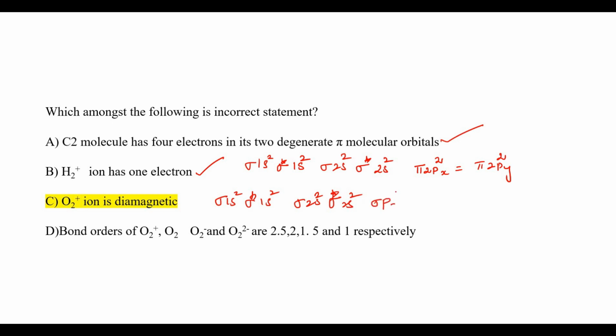Sigma 2pz 2, then pi 2px 2, pi 2py 2, and then pi star 2px 1, pi star 2py 0. Therefore, it is not diamagnetic because it contains one unpaired electron in its electronic configuration. Therefore, it is paramagnetic. So, the wrong statement is C. This is the answer.